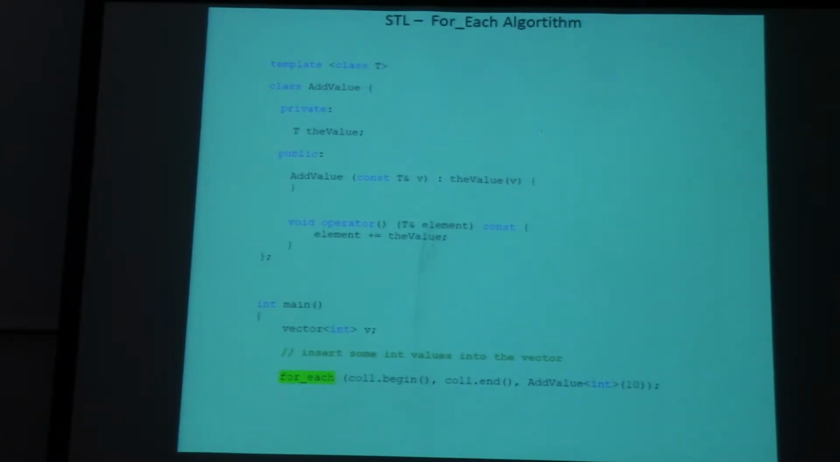And so for each, what for each is going to do is go through the entire container, and it's going to send each element of this container v, this should be v and v, into the parameter of, basically it's going to create an object of some type. Remember, this is just an object of some type. It's going to call this object as a function, which means it's going to invoke the functor, sending in each element of the container by reference. And then the element by reference plus equals the value. So it's going to increase each element in the vector by 10 using a functor.